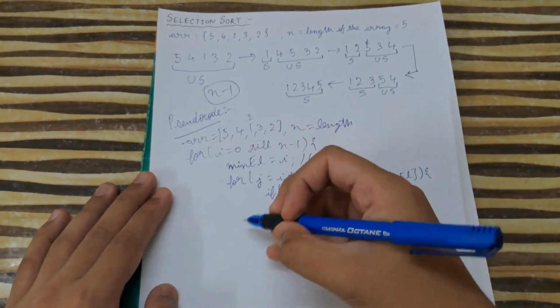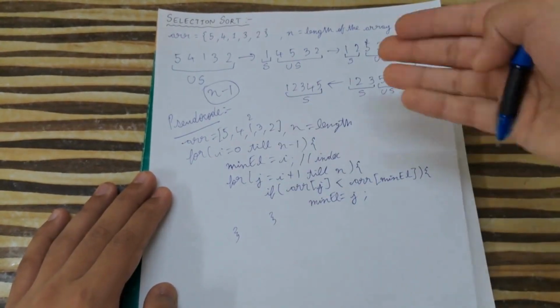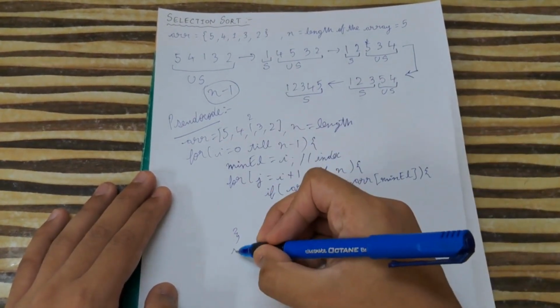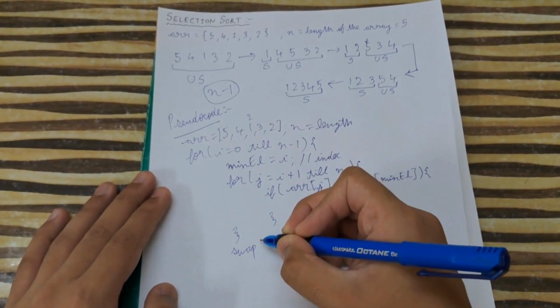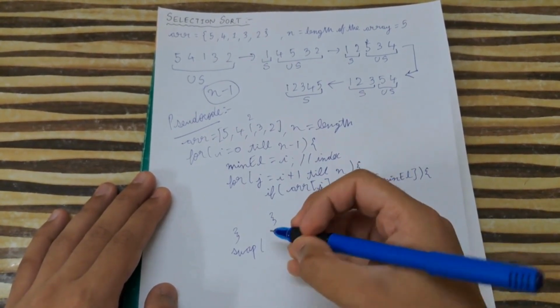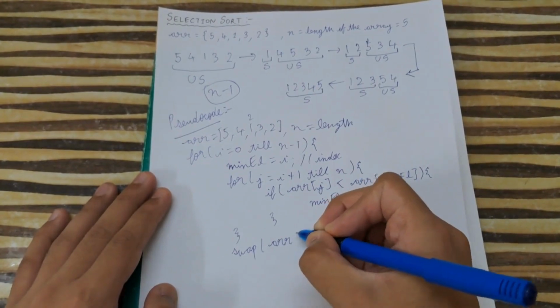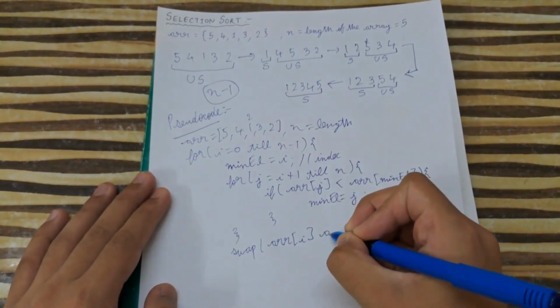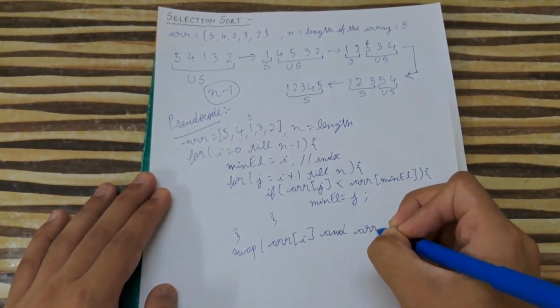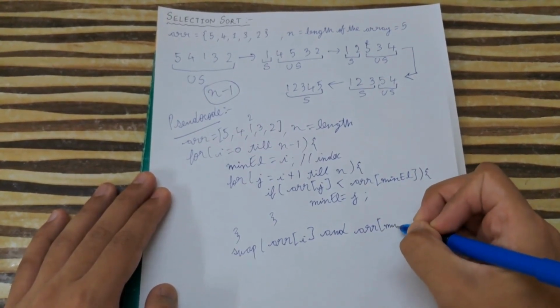Now when we get out of the inner for loop, we will just swap the values. So the swapping part is done here outside the inner for loop. Swap array i and array min element.